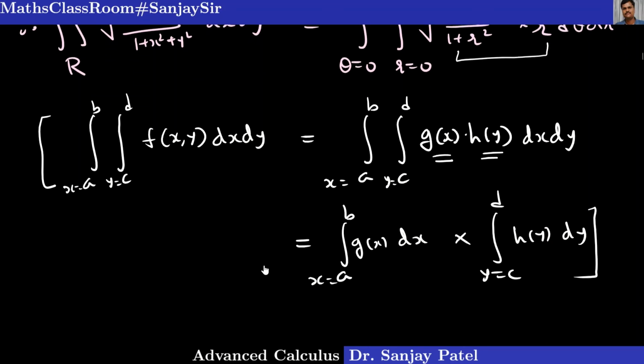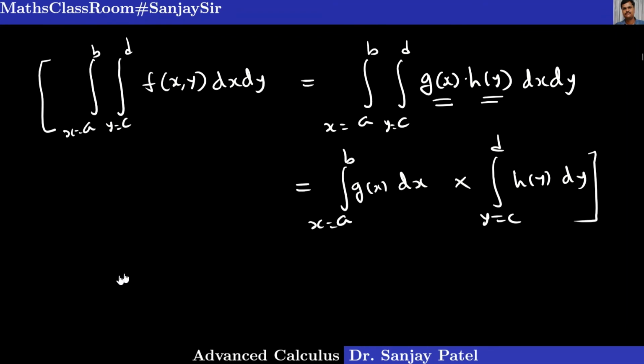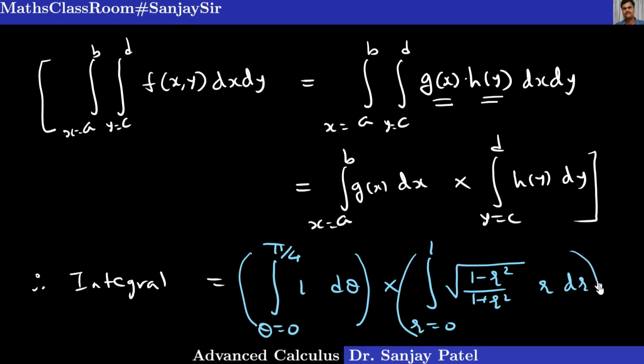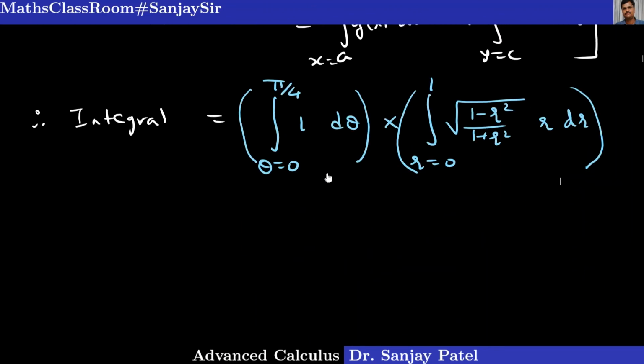So I can write the above integral as integral theta is equal to 0 to pi by 4 of 1 into d theta multiplied by integral r is equal to 0 to 1 of square root of 1 minus r square upon 1 plus r square into r dr. So we can express this as the product of these two integrals, because one is a function of r and the other is a function of theta, they do not contain each other and all limits are constants. Okay, so the first part is very simple.